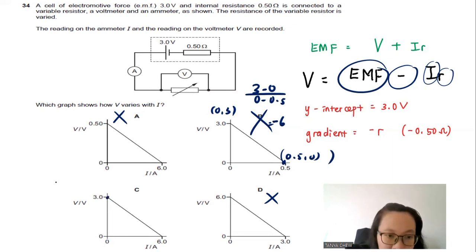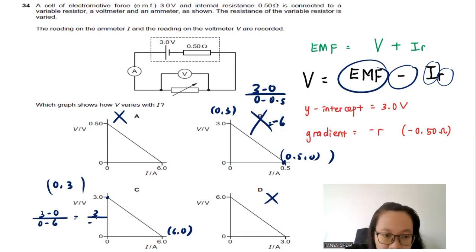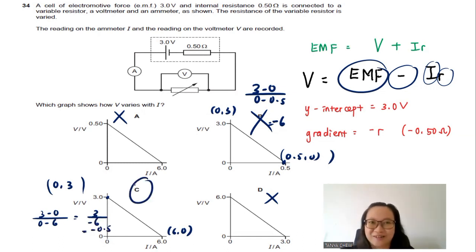So I do see 0, 3, and this is 6, 0. So 3 minus 0 divided by 0 minus 6. So 3 divided by negative 6. So I get exactly negative 0.5 here. C is the answer.